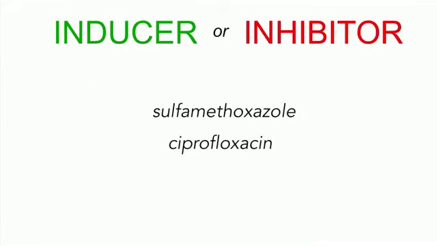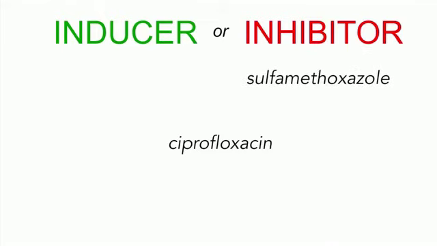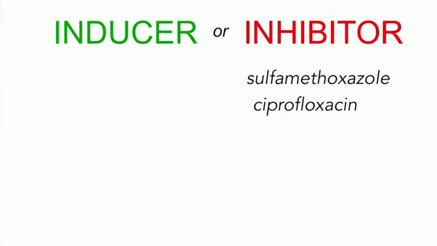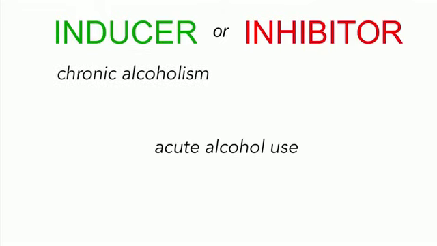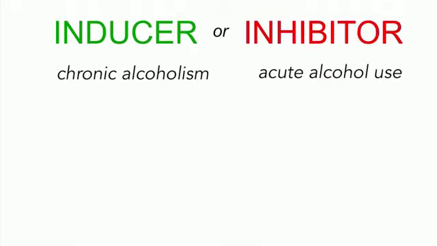And we have two antibiotics, both used very commonly to treat urinary tract infections, sulfamethoxazole and ciprofloxacin. Sulfamethoxazole is a P450 inhibitor because it's a sulfonamide drug, and ciprofloxacin is also a P450 inhibitor, so another trick question. And our last one, we have chronic alcoholism and acute alcohol use. So chronic alcoholism is a P450 inducer. Acute alcohol use is a P450 inhibitor.